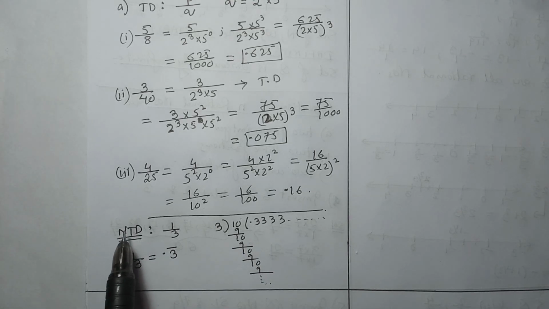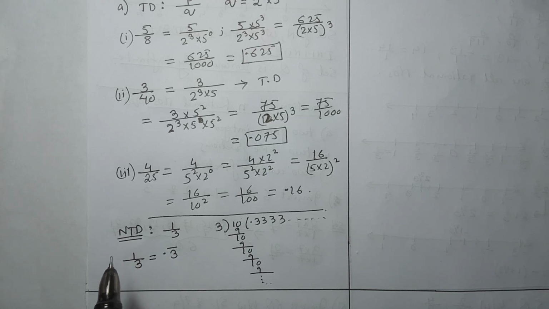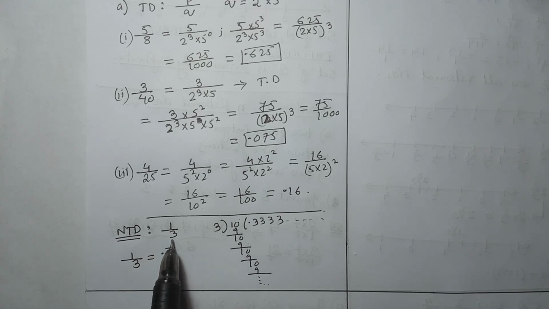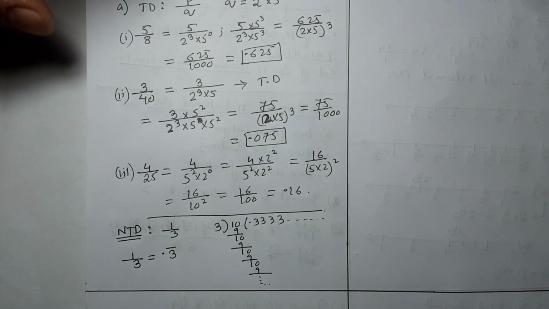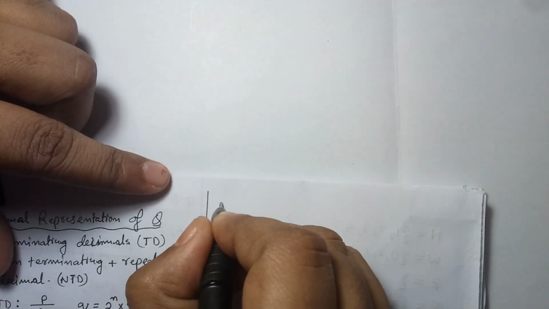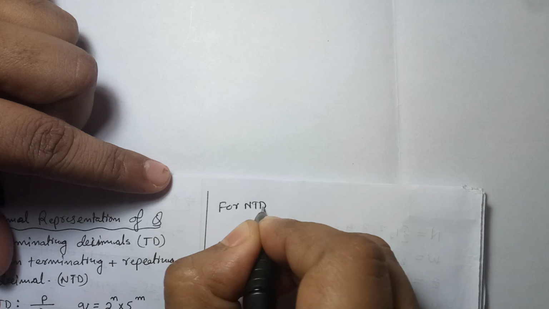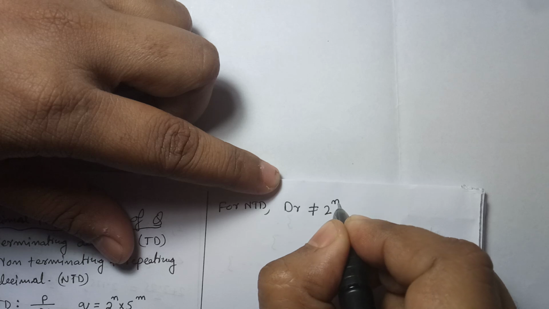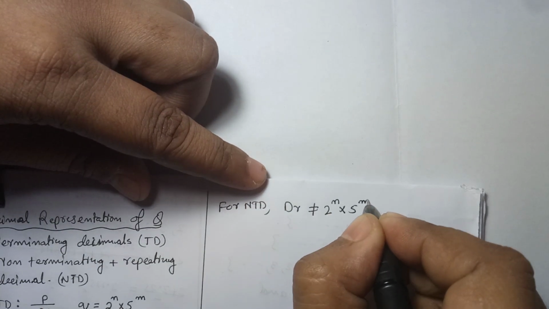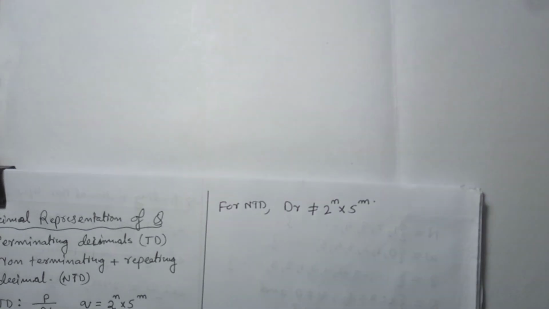And what is the definition of NTD? What will be the definition of NTD in this case? If the denominator cannot be represented as a factor of 2 to the power of n into 5 to the power of m, that is an NTD. So we say for any non-terminating decimal, our denominator is not equal to 2 to the power of n into 5 to the power of m. Okay.